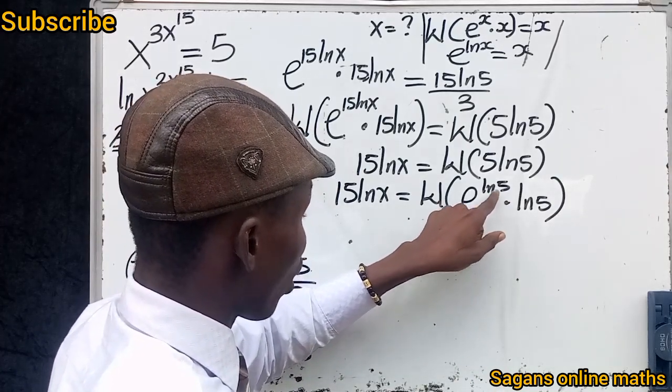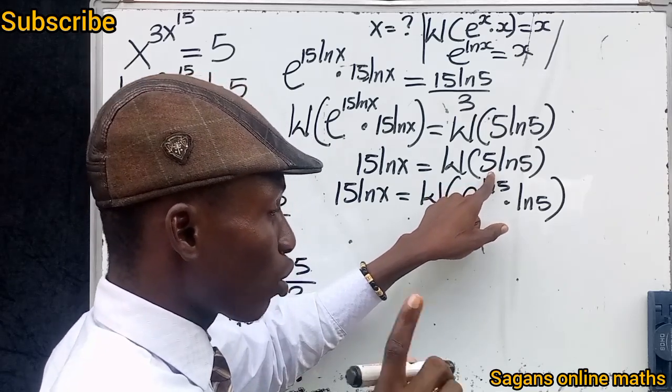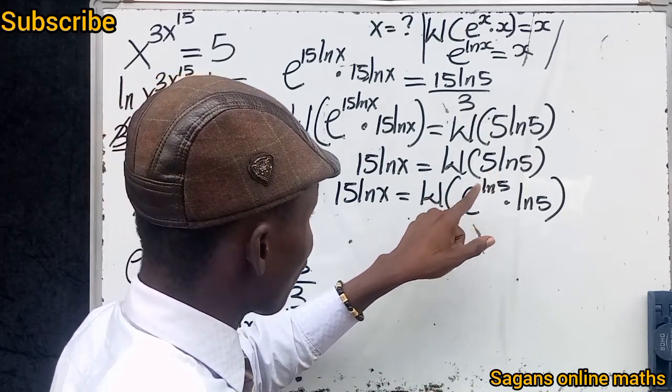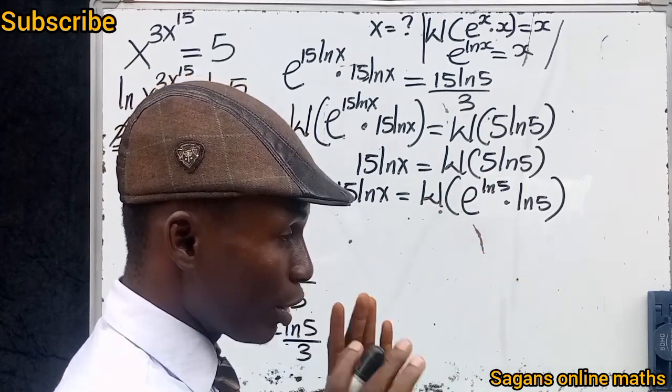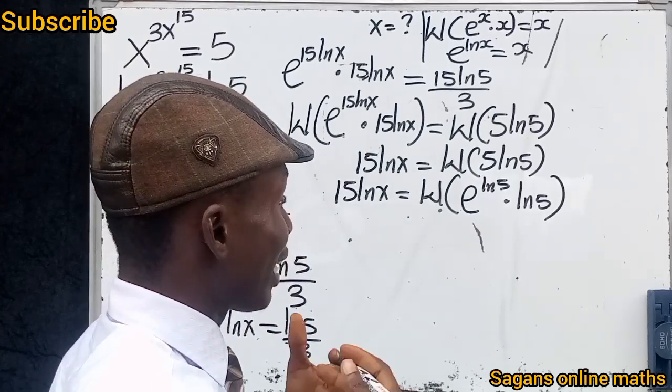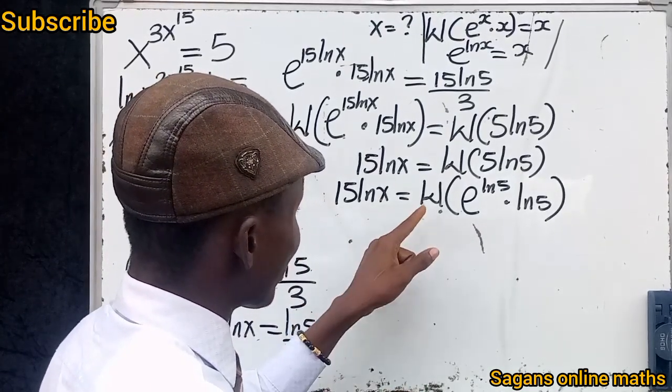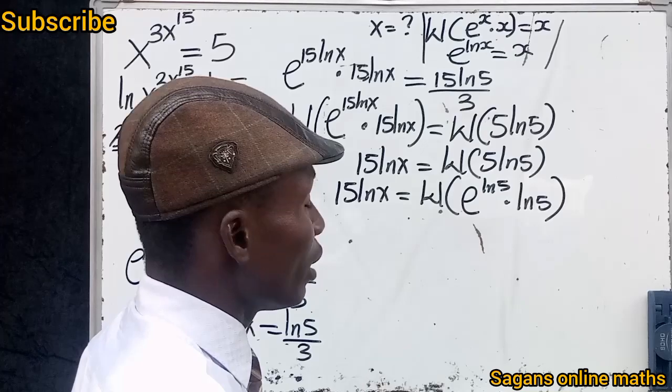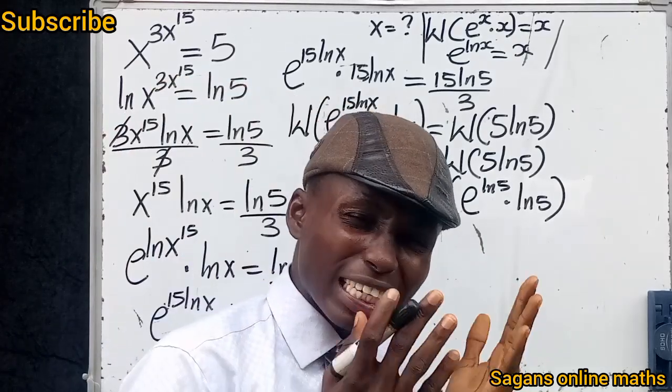Since the base is base e, I'm just left with 5 by one of the properties of logarithm. I'm not wrong to write 5 as e raised to the power of ln 5. It's the same thing. What is my achievement? So that when I take the Lambert W function of this, I'll just have ln 5. That's my achievement. Can you see how simple it is?